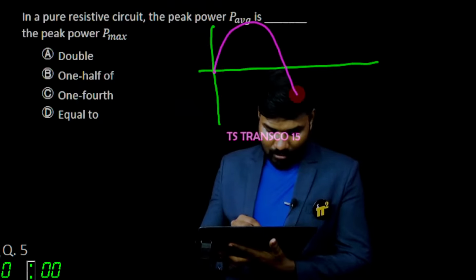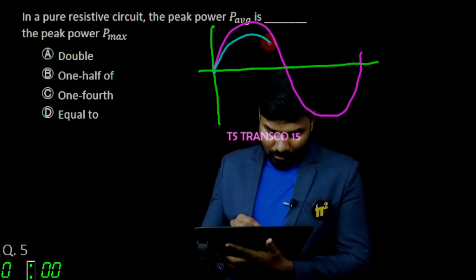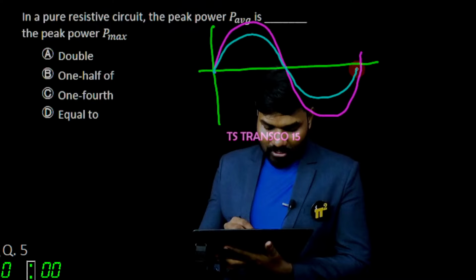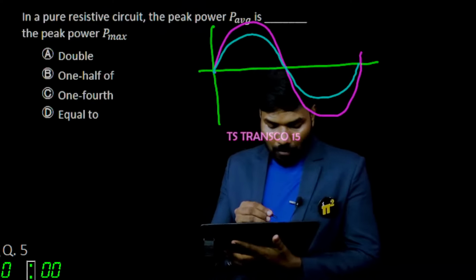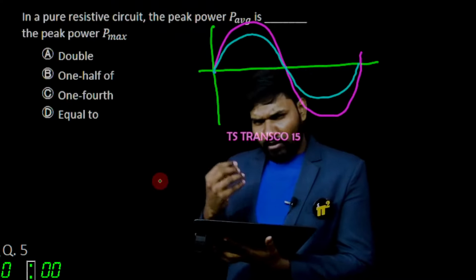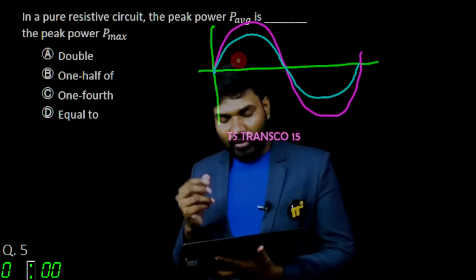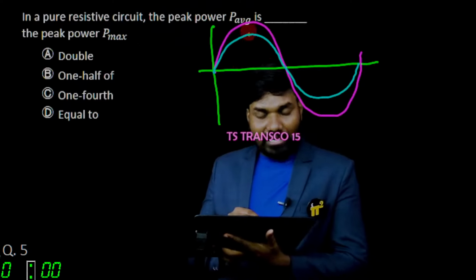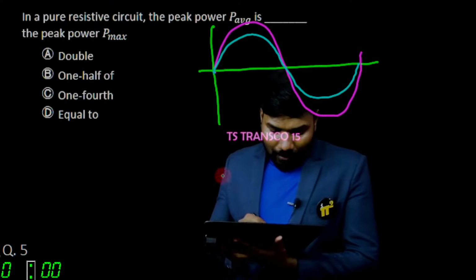And the corresponding current is also sinusoidal. Then the power will be the instantaneous power. Let's talk about instantaneous power. Instantaneous power is maximum whenever voltage is maximum and current is maximum, right?